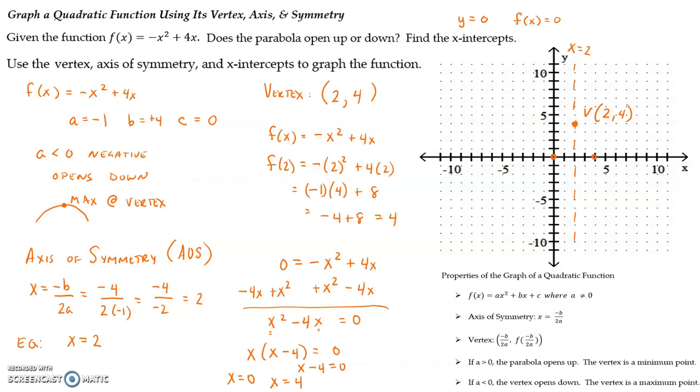And now we can go ahead and sketch our parabola. Right, it's a parabola that's opening downward. It's going to go through those x-intercepts. Obviously, you could always pick a few more x values if you needed to, but that'll work for us for right now.